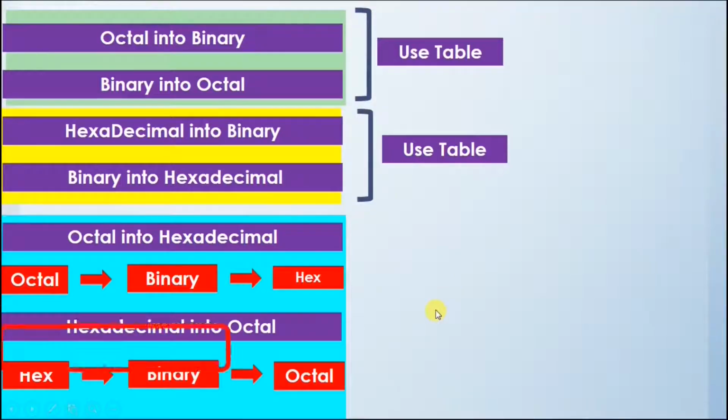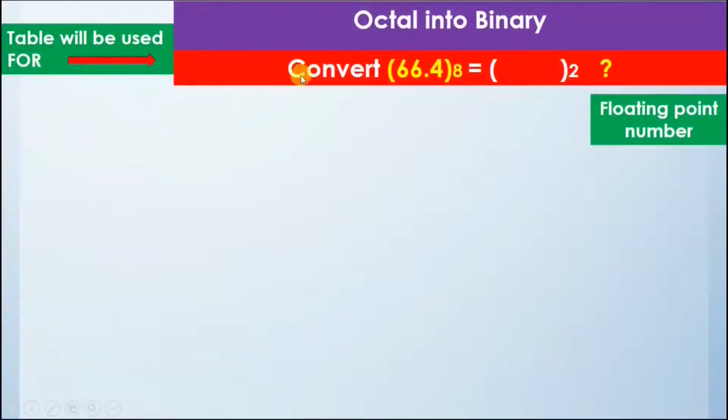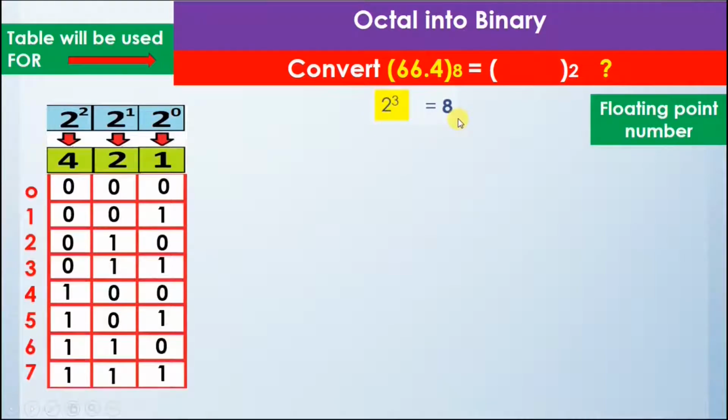So first of all, we see how to convert octal into binary number. So in this example, we have to convert octal number into binary number and we are given with a floating point number. Okay. So we know that 2 raised to power 3 is equal to 8. So we will have the table that has 8 rows and 3 columns. Alright. So first of all, we will look at the digit 6 and we will find the digit 6 in the table. So where is the digit 6 in the table? Here is the digit 6 and its binary value is 110. So we write 6 as 110.